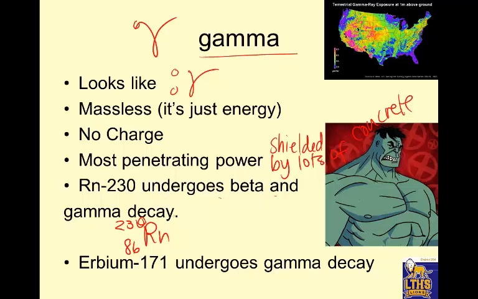Undergoes beta and gamma decay. So it's going to decay. So I got an arrow, and beta is 0, -1 e, which we learned on the last slide, and then gamma is 0, 0 gamma.